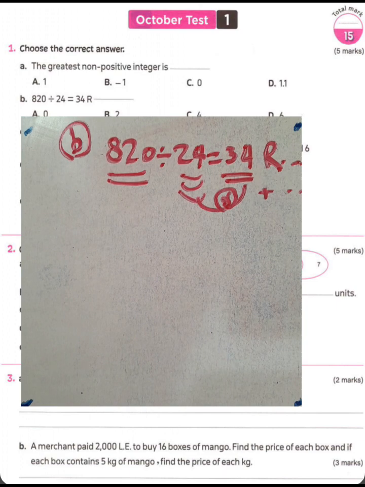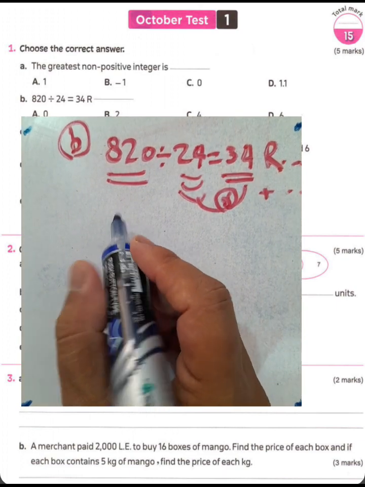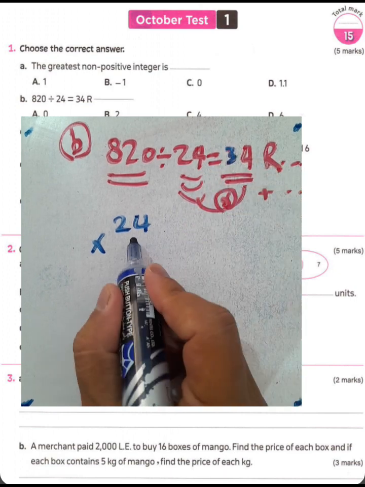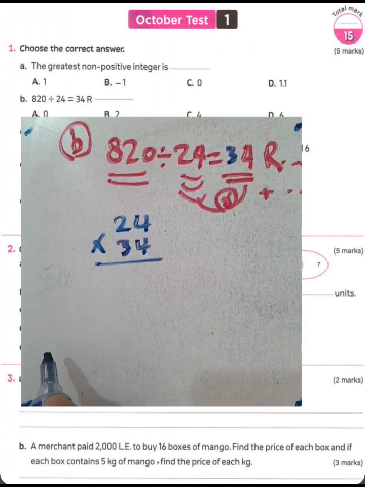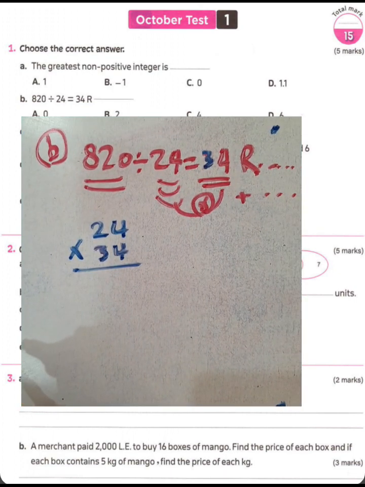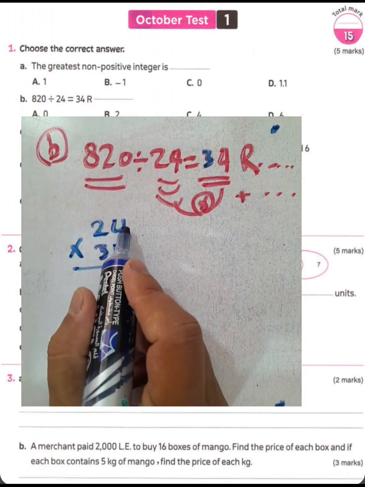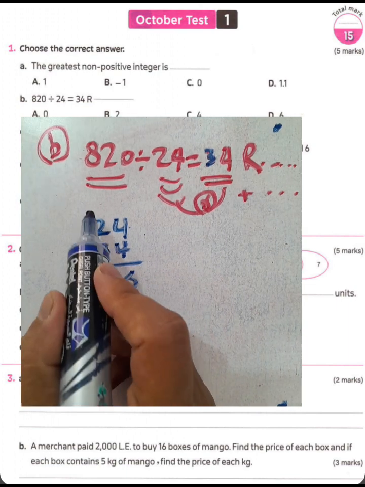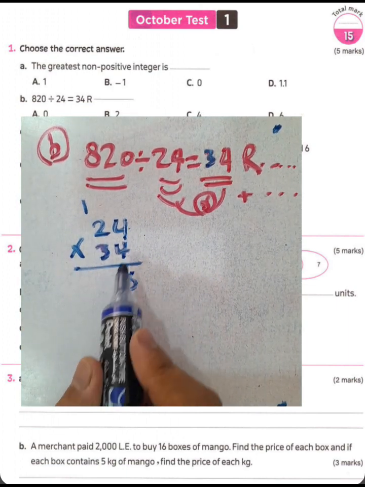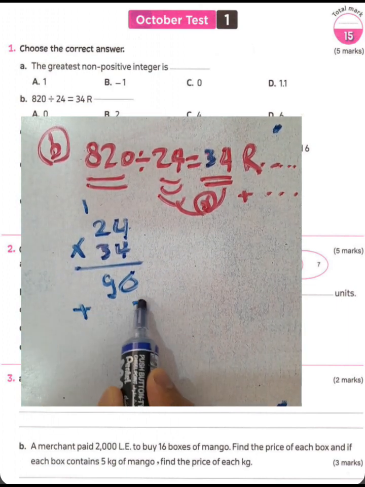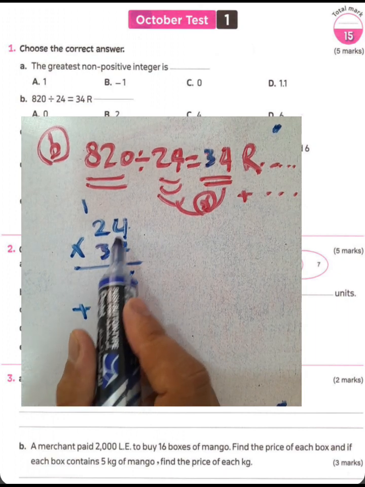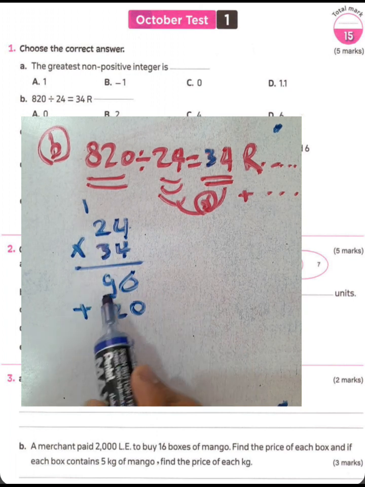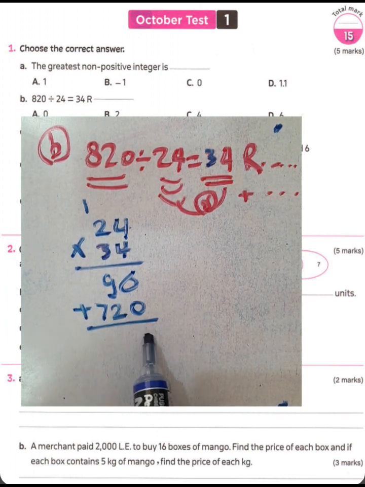In the first step we find the product of 24 and 34. 4 times 4 equals 16, write 6 and carry 1. 2 times 4 equals 8 plus 1 equals 9 plus 0. 3 times 4 equals 12, write 2 and carry 1. 2 times 3 equals 6 plus 1 equals 7. 6 plus 0 equals 6.